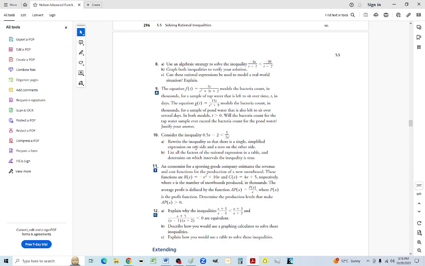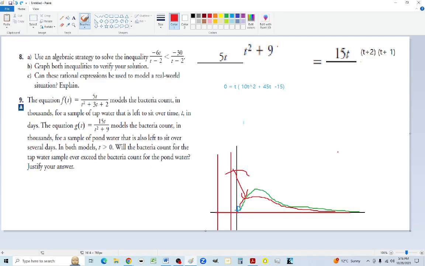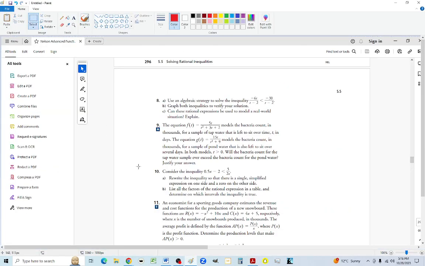Consider the inequality. Rewrite the inequality so there's a single simplified expression on one side. Then an economist looks at revenue versus costs. And then he has a profit model. Explain why this and this are equivalent. Okay. So 10 we just got out. I'm just going to put it on one side. I'm not going to do anything else other than that.